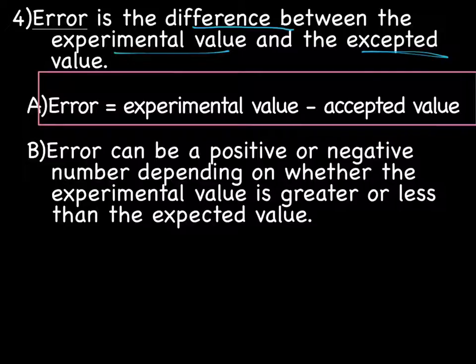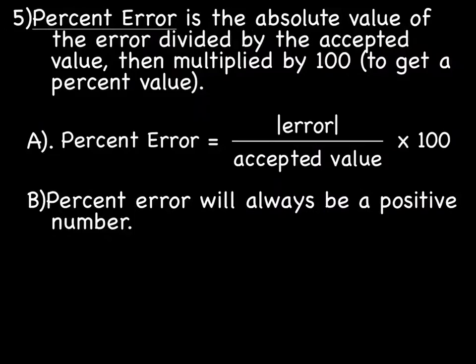Error can be either a positive or negative number depending on whether the experimental value is greater than or less than the expected value. Percent error. Percent error is the absolute value, meaning just the quantity, not the sign, no positive or negative, of the error divided by the accepted value, then multiplied by 100 to get a percent value. Okay, so you can see what percent off you are. What percent error do you have?